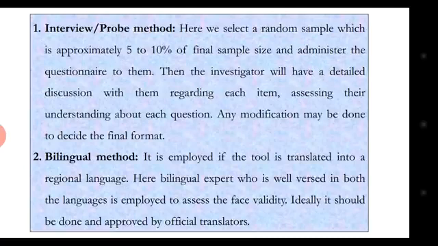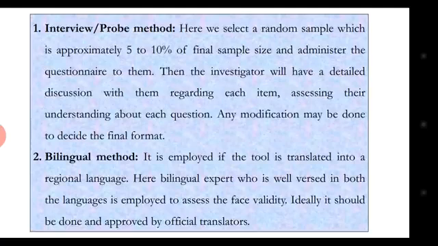Then the investigator will hold a detailed discussion with them regarding each item, assessing their understanding, and checking whether any modifications can be done or not. So this is the way you do it. You are giving them a lot of instructions and asking questions regarding each item, each question, so that they have a better understanding. If they feel that they are able to understand what you are trying to say, then well and good. If not, some modification should be made before the decision on the final format.